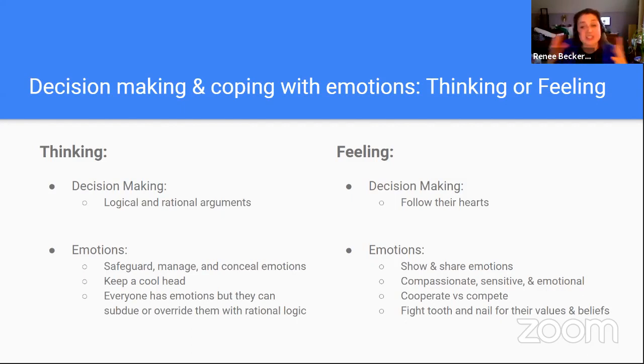So from a decision-making point of view, they're following their hearts in terms of their emotions and how they cope with them. They feel like they can show and share emotions. They're compassionate and sensitive. And they will fight tooth and nail for a lot of their beliefs.